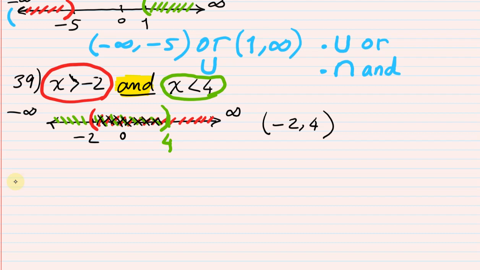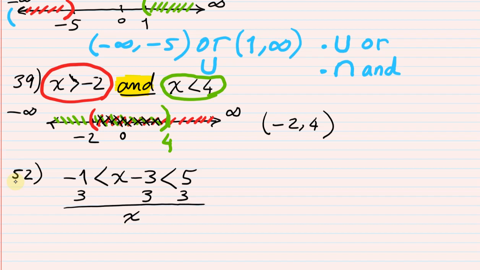Let's take a look at another one, exercise number 52 this time. In number 52, we have negative 1 less than x minus 3, and less than 5. Now for this one, we have a 3-part inequality. Let's say we want to isolate x. To isolate x, I'm going to add 3 to all parts of that inequality. In the middle, we just have x because negative 3 and 3 add to 0. 3 and 5 make 8. 3 and negative 1 makes 2. And there you go. We managed to isolate x, and there is a solution.